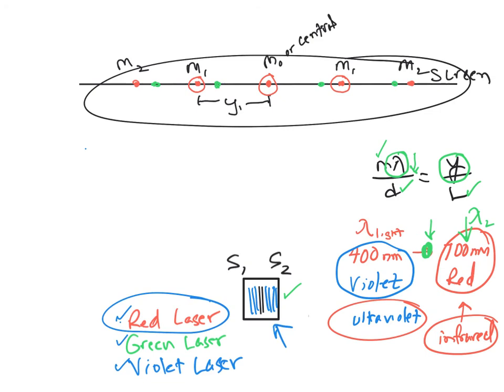You can guess what's going to happen when I go to violet, which is the shortest. These are going to be in even tighter, so these are going to come in here. The central max will be in the same place, but when we do this in class on the whiteboard up front, they actually move in closer. So that's what a grating is.